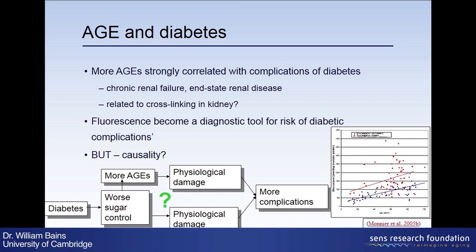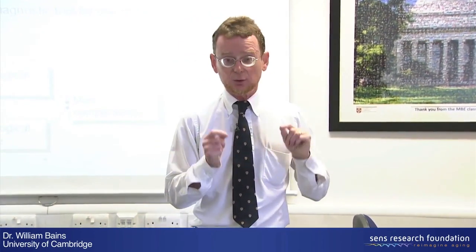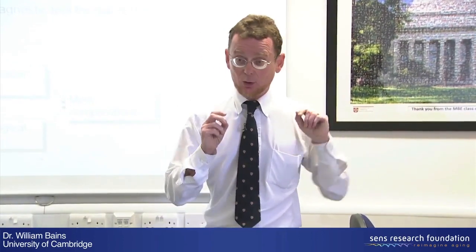So, diabetes. We've talked about diabetes before. More advanced glycation end products are clearly seen in diabetics. And furthermore, the more advanced glycation end product you have, the more likely you are to have complications of diabetes.